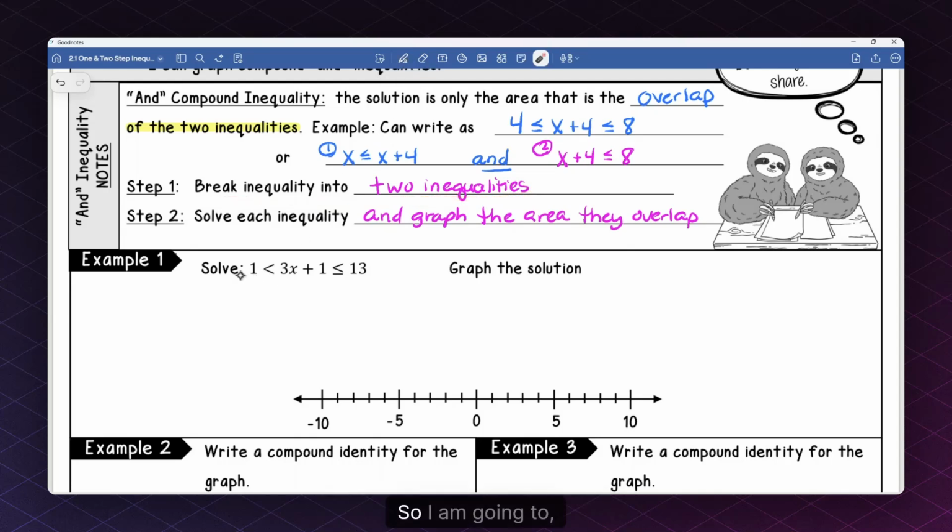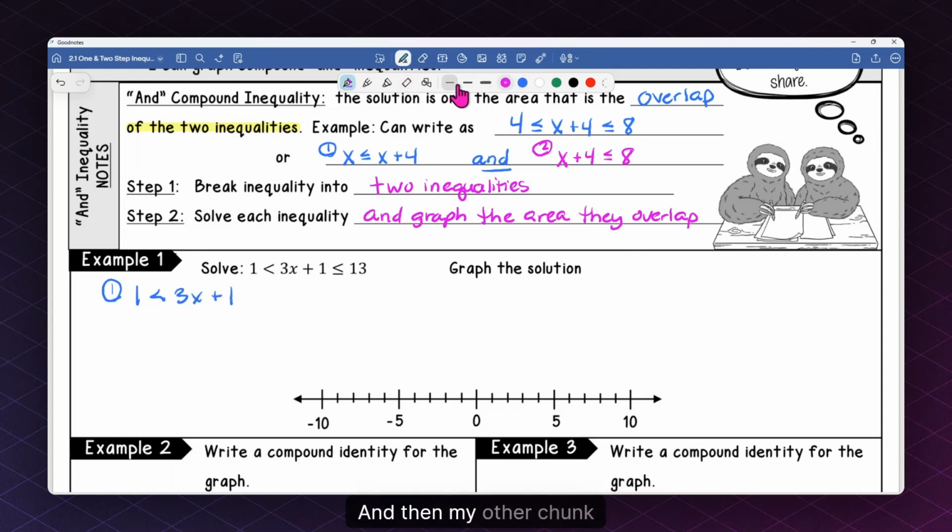Okay, so we've got 1 inequality symbol here. I'm going to take the thing that's to the left of that and the thing that's to the right of that 1 inequality symbol. That is my first chunk, this thing that I've circled here. So 1 is less than 3x plus 1.